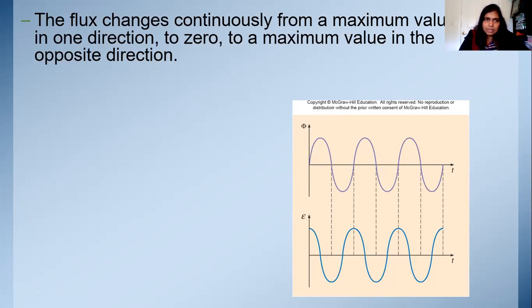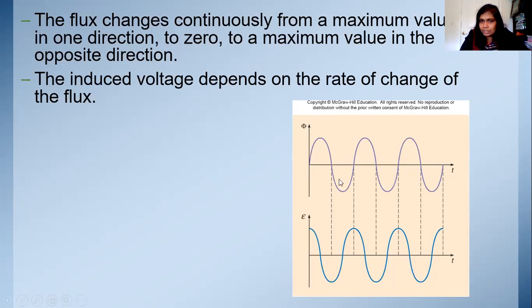So let's look at what it is. The flux changes continuously from a maximum value in one direction, then to 0, then to the maximum. That's what is shown in this graph. It's starting from 0 and in the positive direction, or let's say this upward direction is positive. In the positive direction, it goes to its maximum magnetic flux, and then it comes back to 0. Then it goes again to a higher number in the negative direction all the way down, and it comes back to 0 again. This change keeps happening. So it will induce a voltage in a secondary coil.